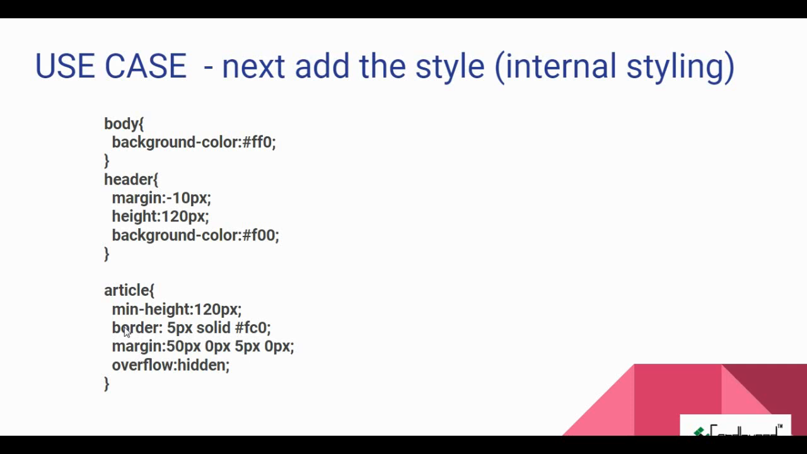So then there's a border. Now this border has 3 values. Sometimes some properties can have more than one value, and this is an example. The first value is specifying the border thickness, the second value is specifying what kind of line we are going to use to create the border, and then the other one is specifying the border color. So that is what we have here.